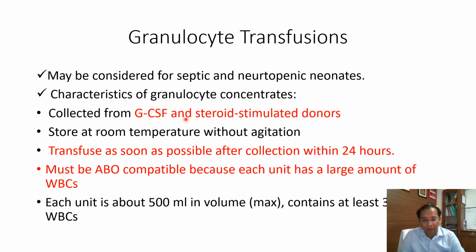It must be ABO compatible because each unit has a large amount of WBCs, and the maximum that you can take is 500 ml as per quality control, and it should contain at least 3 x 10^11 WBCs. Regarding the donor, you need to call the donor, check the vein 1 day prior, and also give a dose of GCSF and dexamethasone 8 to 12 hours before the procedure.